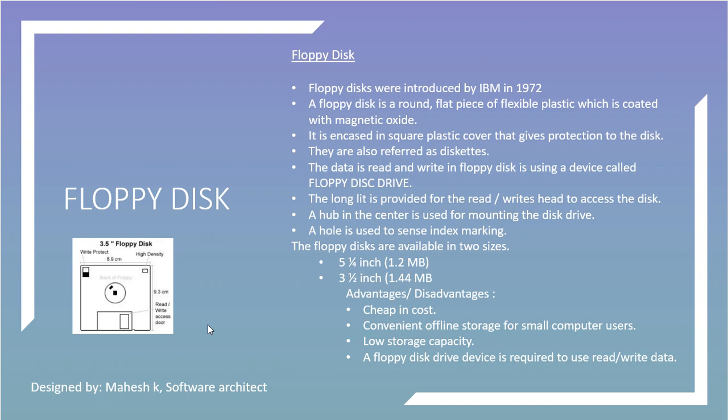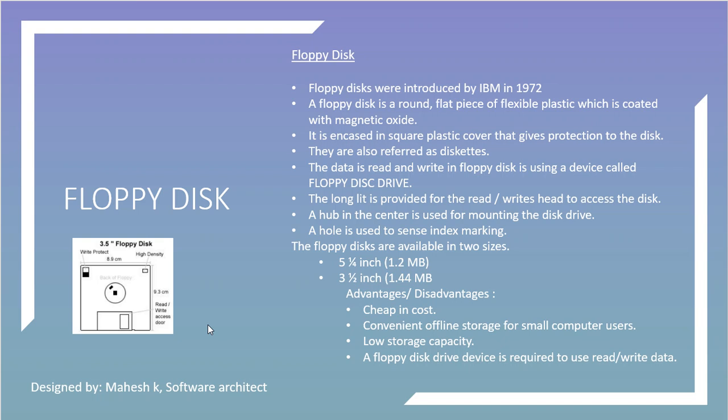So floppy disks were introduced by IBM in 1972. A floppy disk is a round, flat piece of flexible plastic coated with magnetic oxide. Inside the floppy there is also a magnetic tape, a film on which the data is stored. It is enclosed in a square plastic cover that protects the disk. They are also referred to as diskettes.